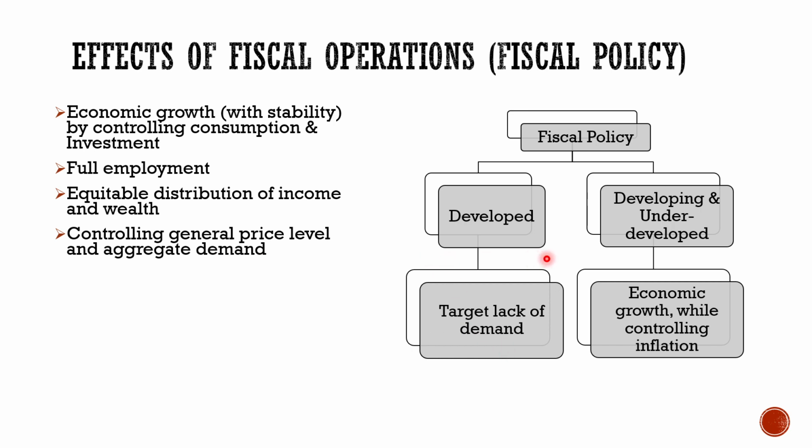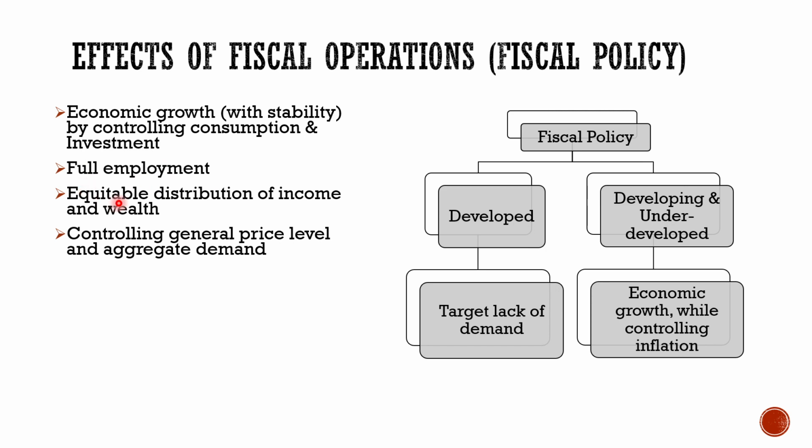On the other hand, developing and underdeveloped economies have different prospects of fiscal policy. They have different aims. Particularly, they have a target of increasing their income levels, and for that they need economic growth, while controlling for inflation. So we need economic growth but with stability. It means there should not be such frequent fluctuations in the general price level. So by this fiscal policy we can target employment opportunities. We can actually reach the full employment level.